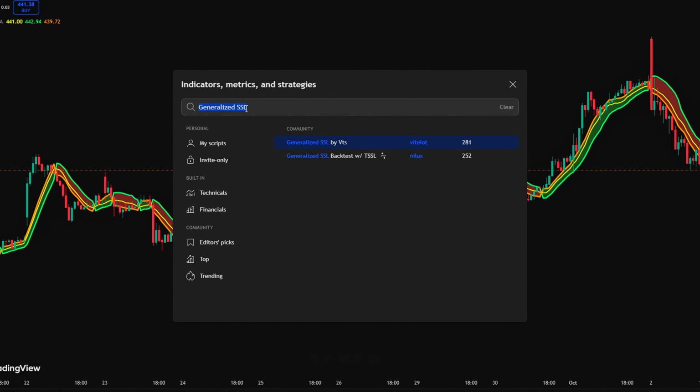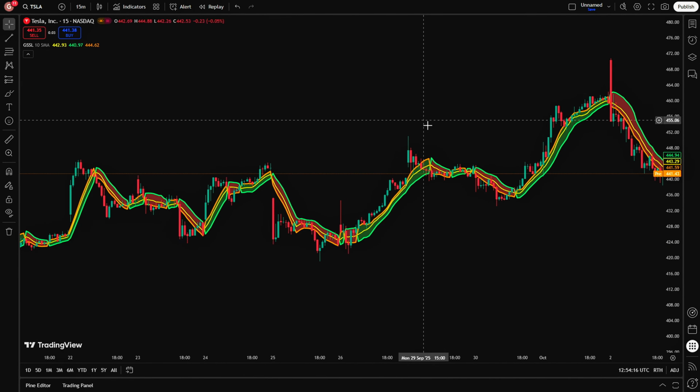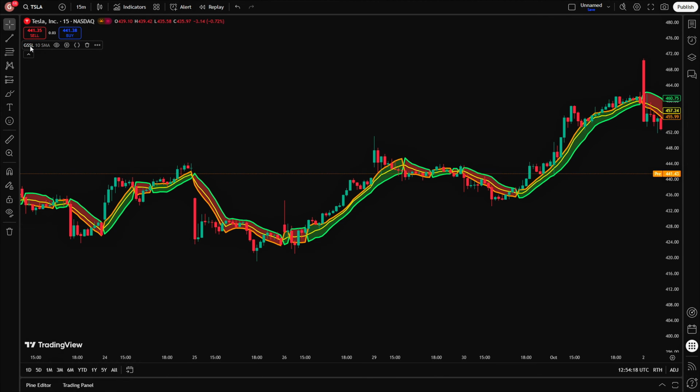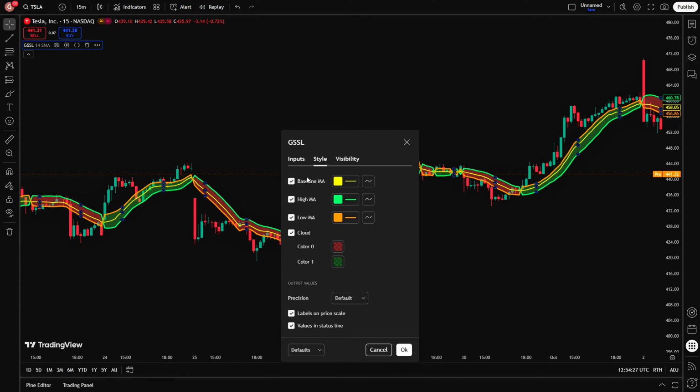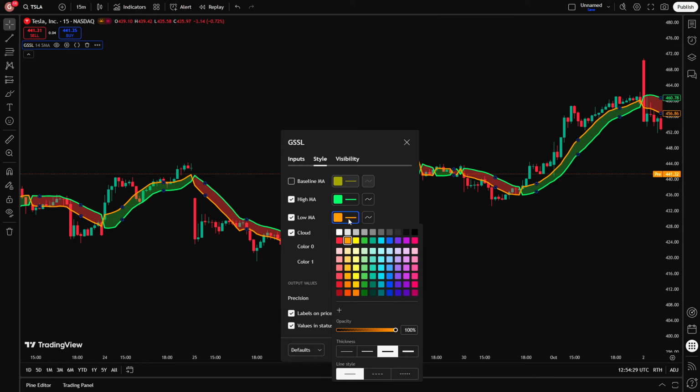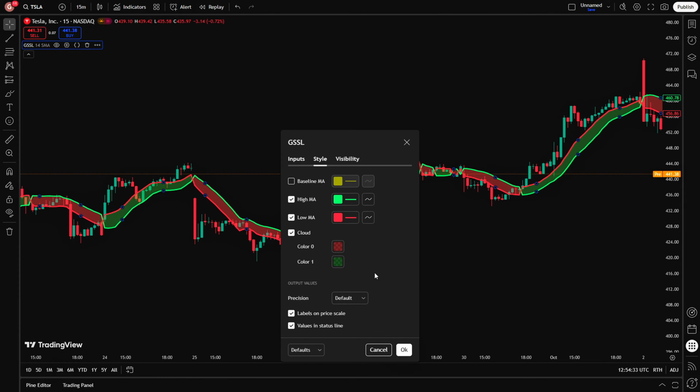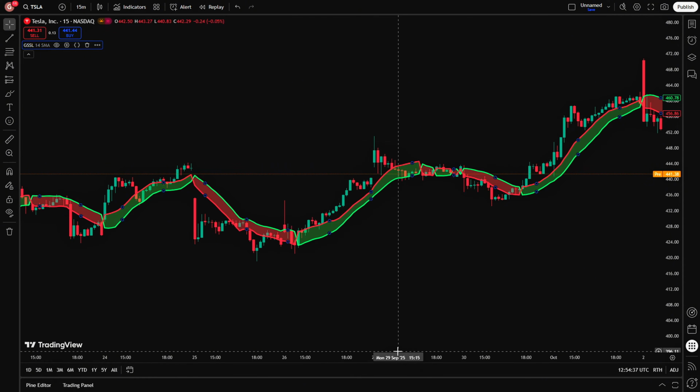Now let's optimize the settings so it fits better. Open the settings for the indicator. Under the Input tab, change LB from 10 to 14. This adjustment smooths things out a little and helps avoid overly noisy signals. Under the Style tab, clean things up by hiding or muting any visuals you don't really need. The goal is to keep your chart simple and easy to read. Leave the rest of the settings as default, then click OK to apply.